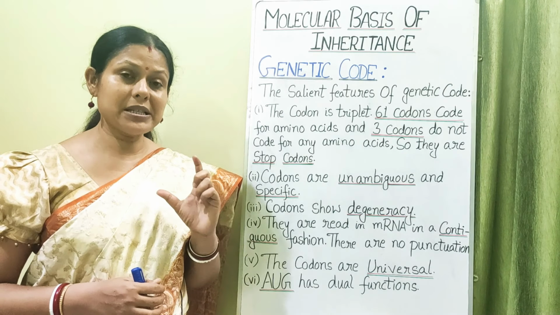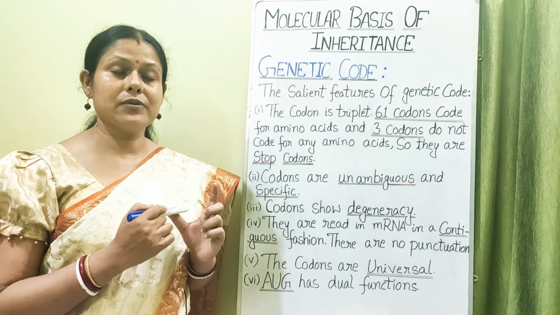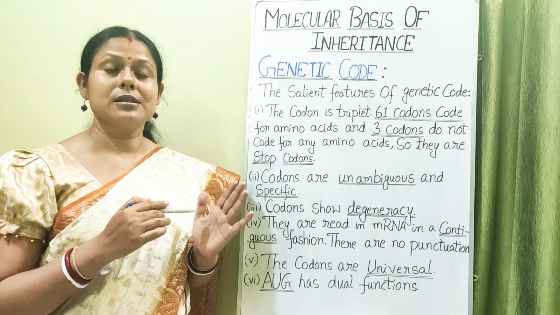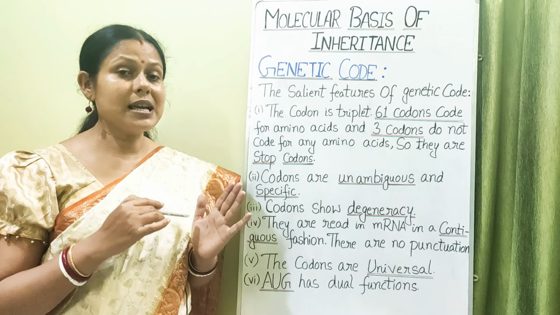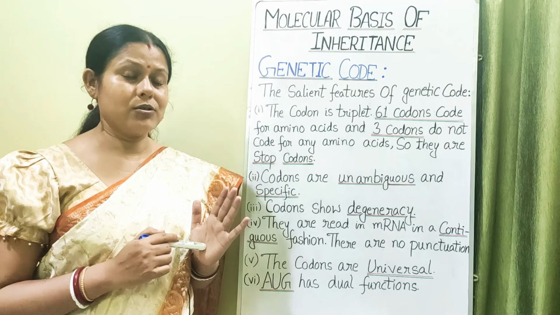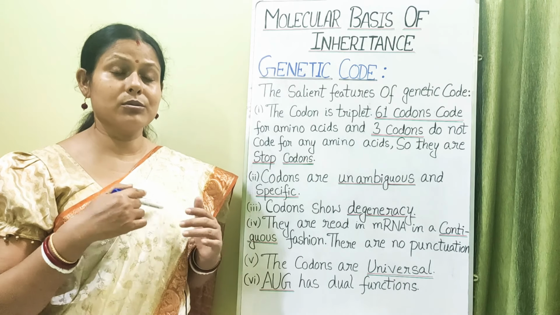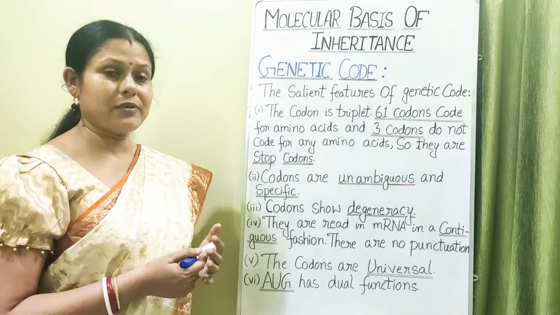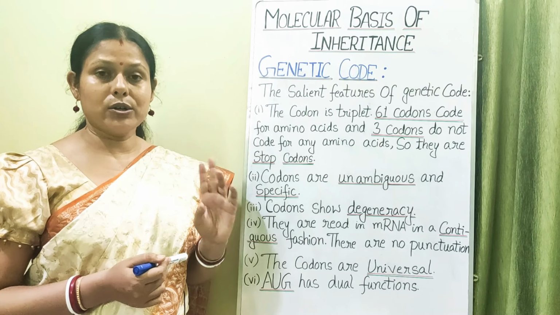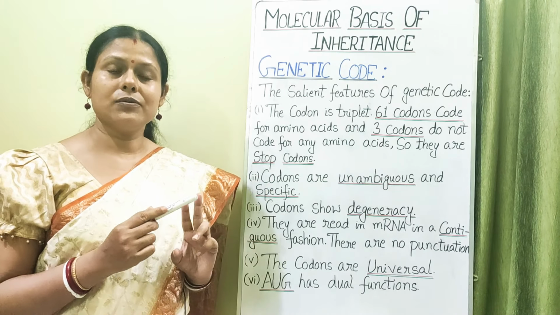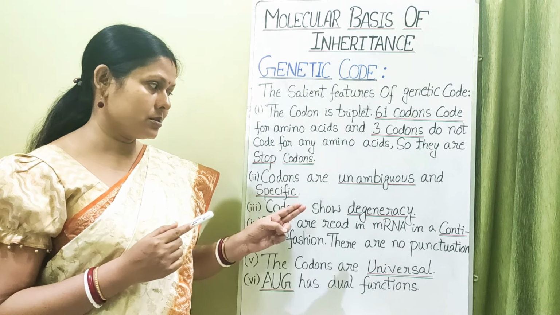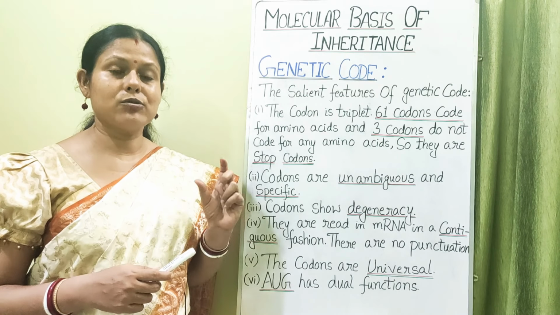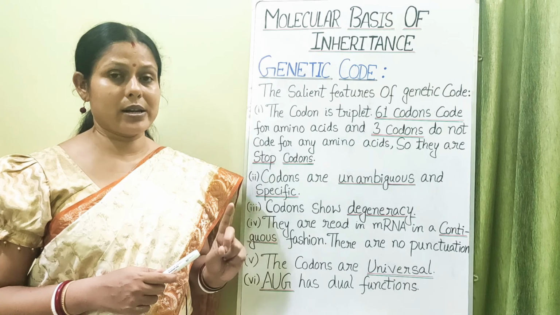The next point included under the salient features is that the codons are unambiguous and specific. That means for a specific amino acid there will be a specific genetic code. A specific genetic code is going to synthesize only a particular amino acid. The same genetic code cannot be used to specify another amino acid. So it is just 1 to 1. One genetic code, one amino acid.